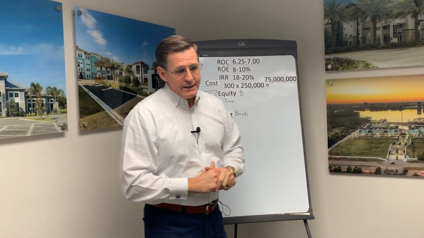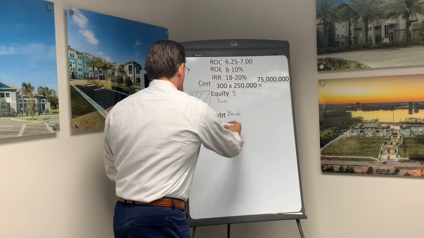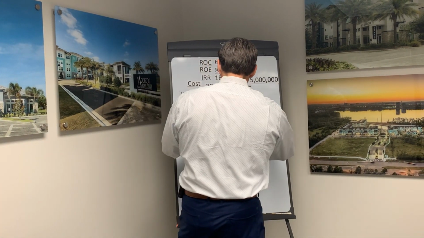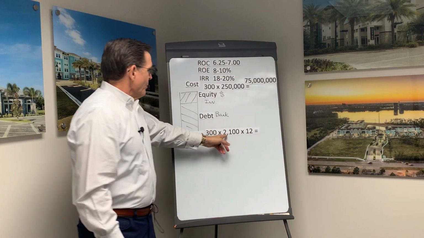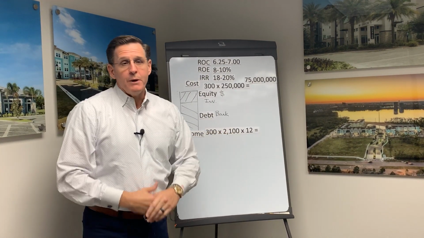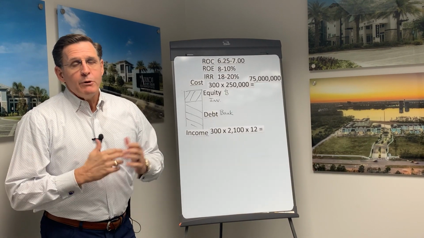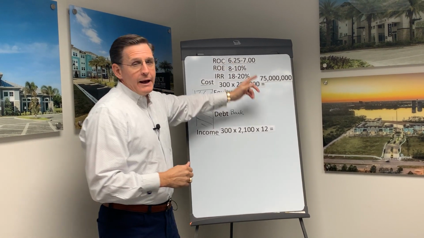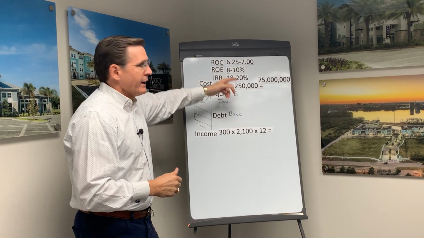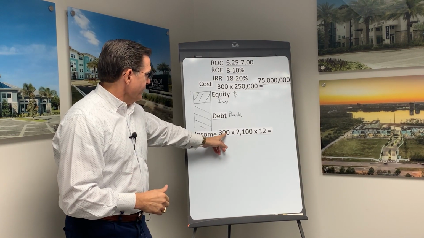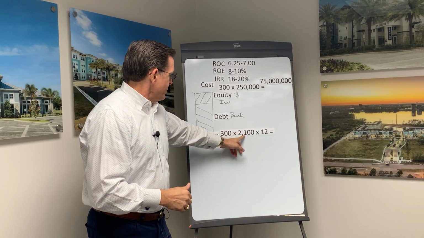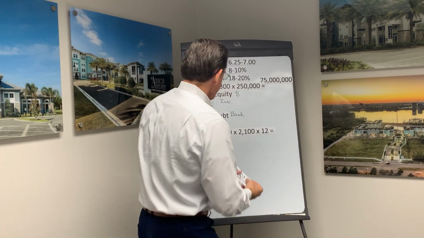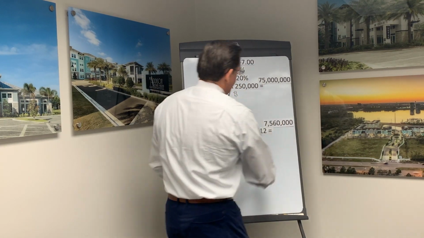So next we need to look at what the income is. Okay, so we'll take our apartment community. We've got the income. We assume we built 300 apartment units. Let's assume a rate of $2,100 a month. Now, everything in the finance world or investment world is annualized. So when we look at return on cost, that's an annual return. Cash on cash or return on equity, that's an annual return. So we take 300 units, we rented them all at $2,100 times 12. The gross income for this project would be $7,560,000.